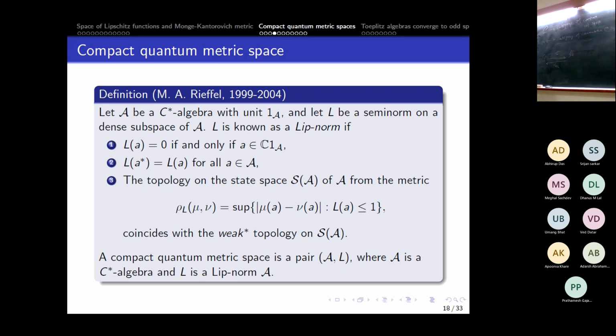Just like in our previous case, in our classical case, we had C(X) with the infinity norm. And we were taking another norm on this, which was the Lip norm. Now C(X) with the infinity norm is just replaced by a C star algebra. In the C star algebra, there is already a norm. And then we are taking what is a Lip norm, which is basically the analog of this Lipschitz norm in our case. And the word Lip norm comes from the word Lipschitz only.